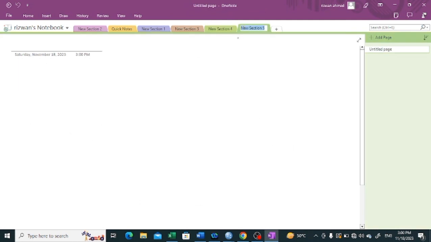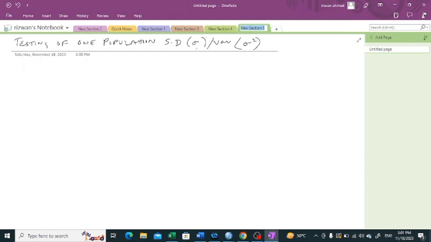We will be testing of one population standard deviation sigma or variance sigma square. H naught and H1. H1: sigma is less than 0.2 ounce, whereas H naught: sigma is equal to 0.2 ounce. Level of significance is given as 0.05.